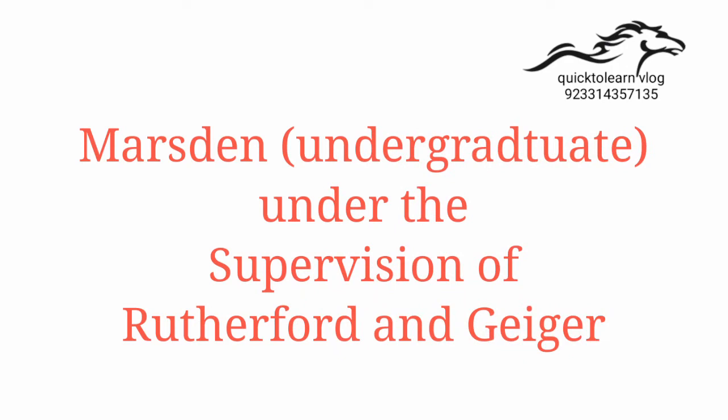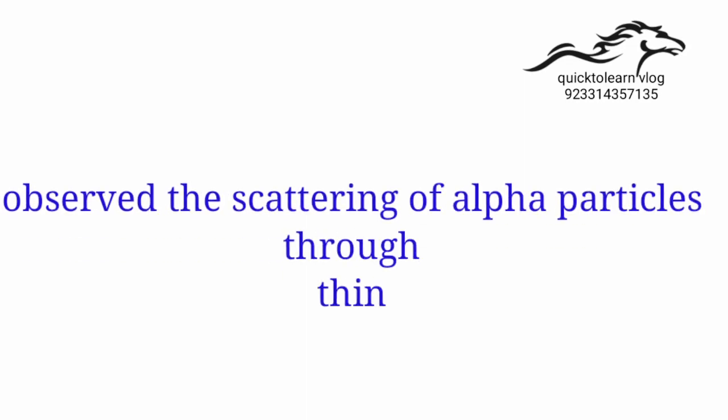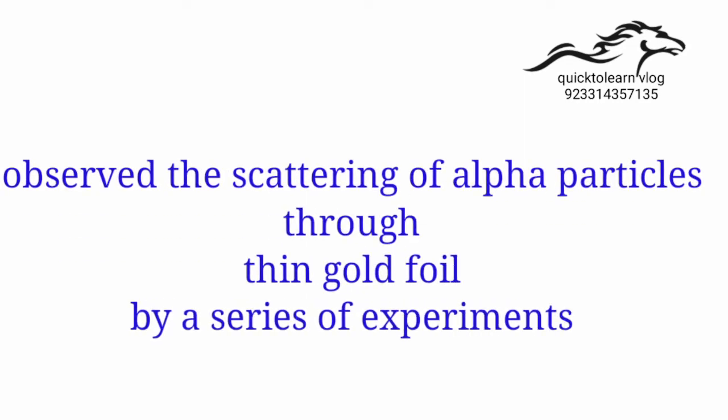Marsden was an undergraduate under the supervision of Rutherford and Geiger. He observed the scattering of the alpha particles through thin gold foil or thin gold film by a series of experiments. Therefore, this is known as the Marsden-Geiger experiments.